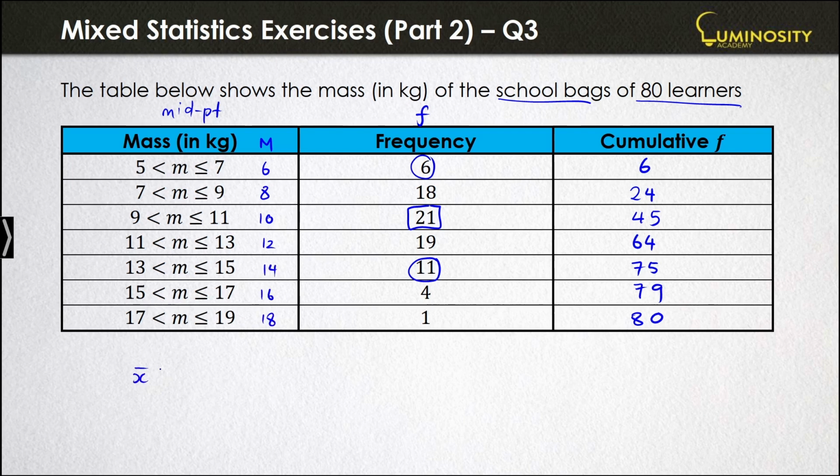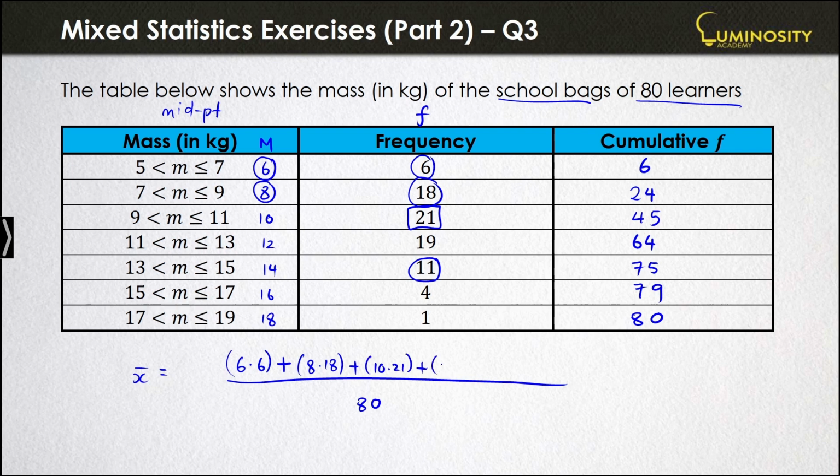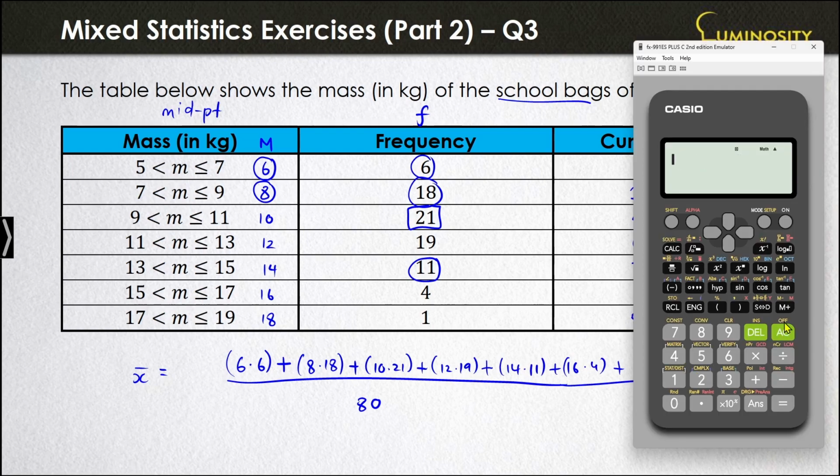So your x bar is going to be looking something like this. You're dividing by 80. So you take your midpoint and your frequency and you multiply them. So 6 times 6, plus, then you take your midpoint 8 and your frequency, and you multiply them. Then next you're going to have 10 times 21, plus 12 times 19, plus 14 times 11, plus 16 times 4, plus 18 times 1. So just make sure you do this calculation very carefully in your calculator.